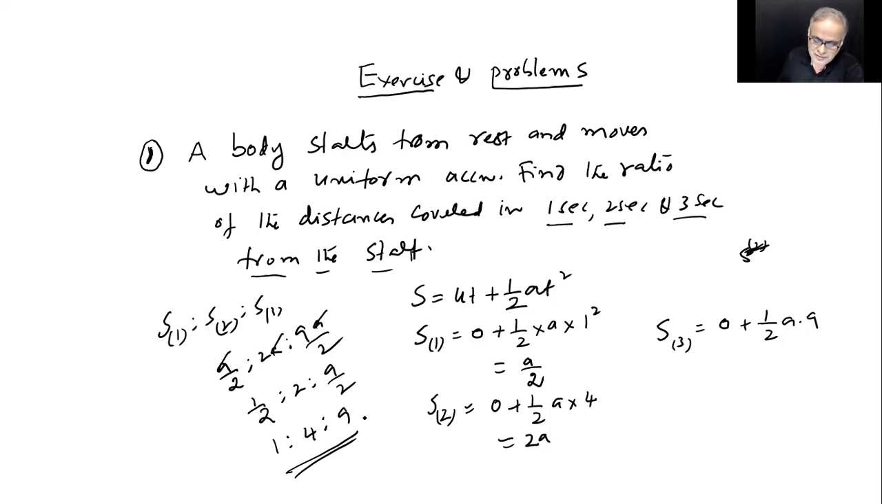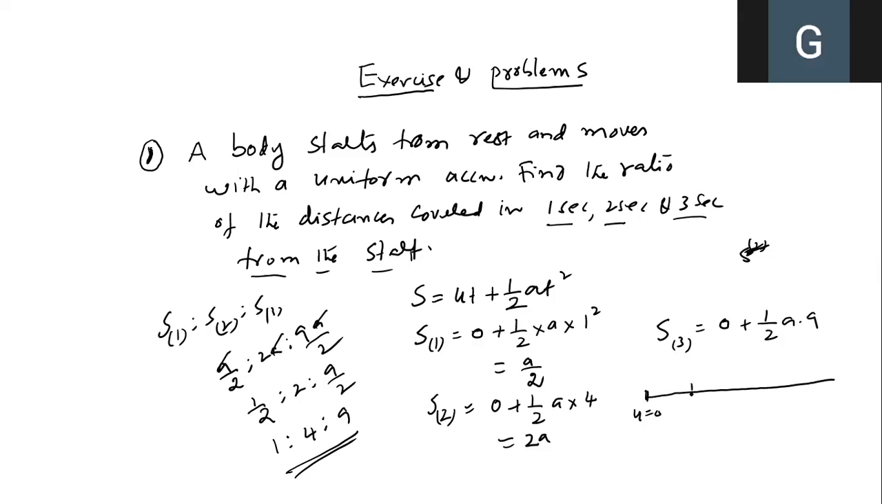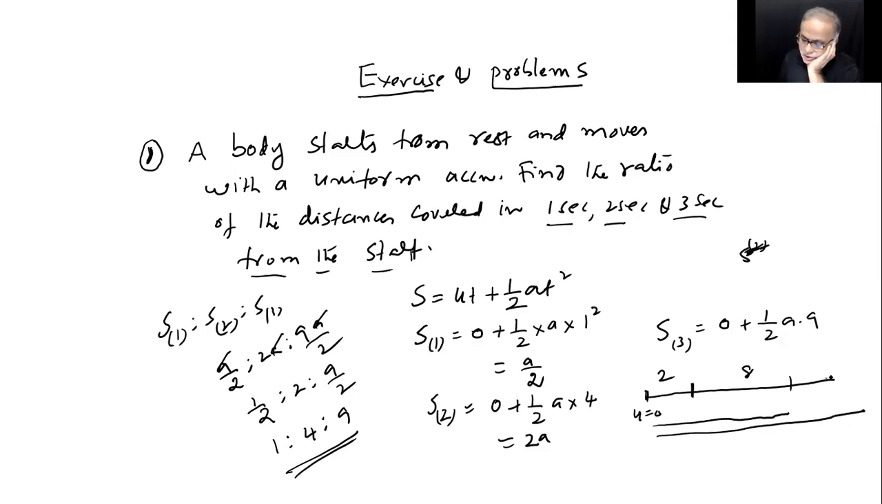Do you understand? I just want to talk more about the problem than just giving the answer. Say in a straight line, u is 0. In 1 second, 2 seconds, 3 seconds. In 1 second, if it covers some 2 meters, in 2 seconds from here, how much does it cover? 1 is to 4 is to 9, I told you. 8 meters. In 3 seconds from there, how much will it cover? From the beginning, every time. 18. That's what it means. Do you follow?